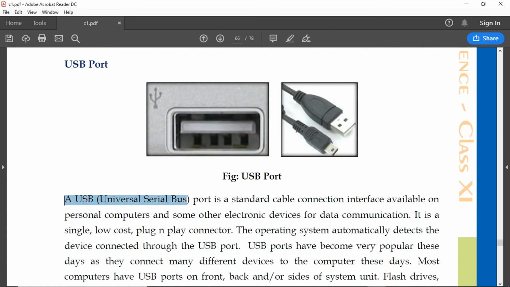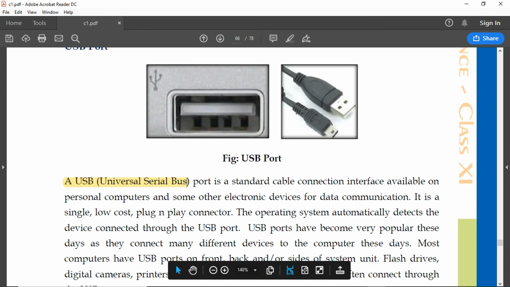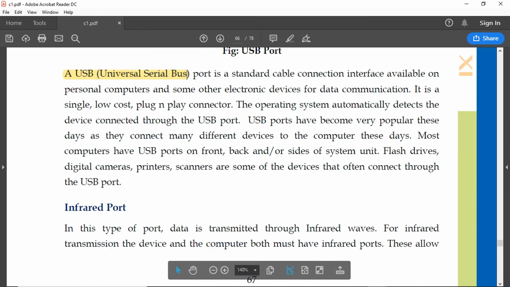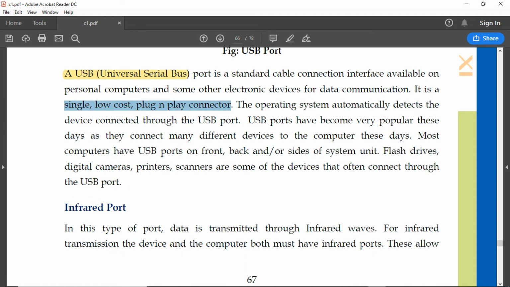USB port. Fig. USB port. A USB, Universal Serial Bus, port is a standard cable connection interface available on personal computers and some other electronic devices for data communication. It is a single, low-cost, plug-and-play connector.